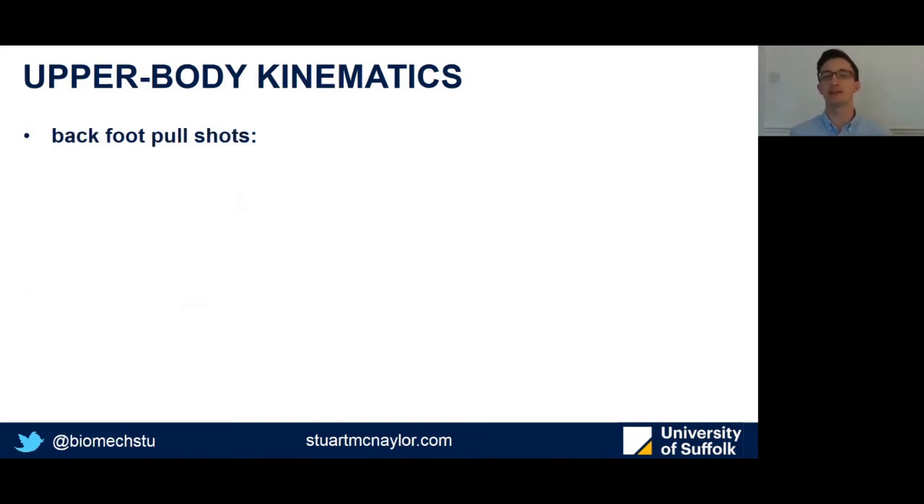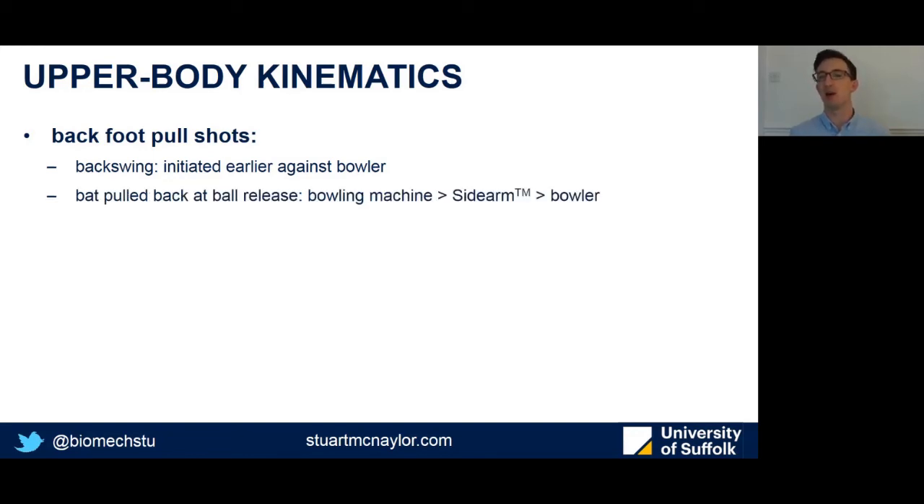For the pull shots, we found that the backswing was initiated earliest against the bowler, which makes sense when we think that there's the most visual information available in this condition. But to compromise, in the sidearm, and then even more so in the bowling machine, when there's less information available, because the backswing will start later, players were taking up a starting position where the bat was already pulled back slightly.